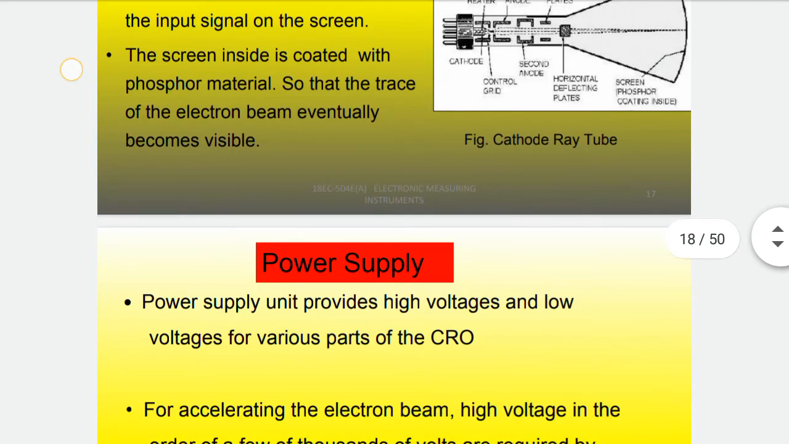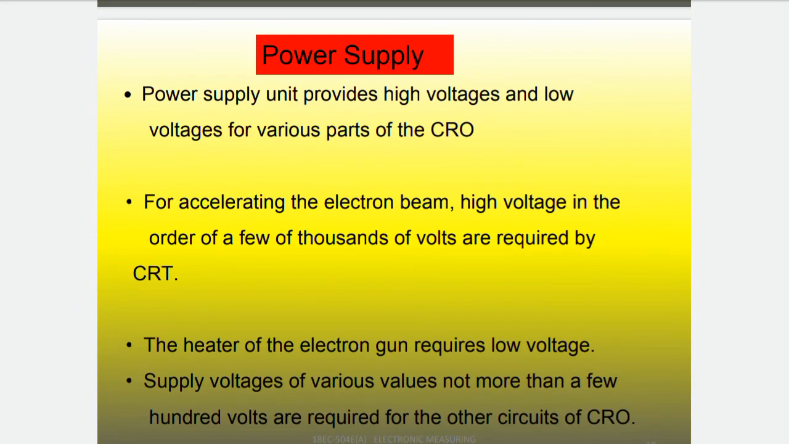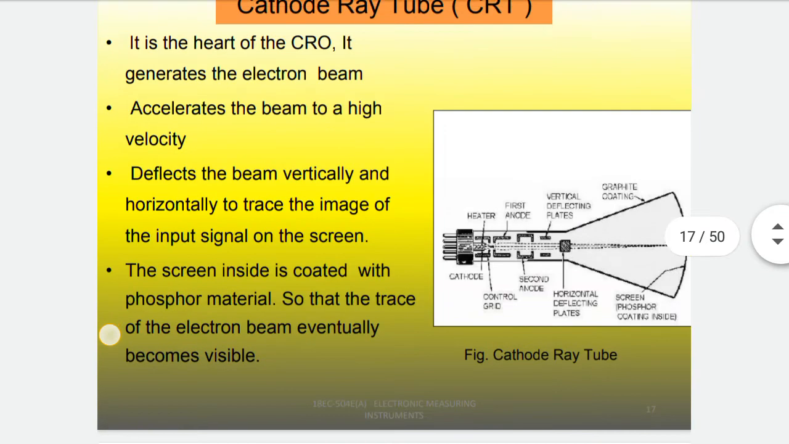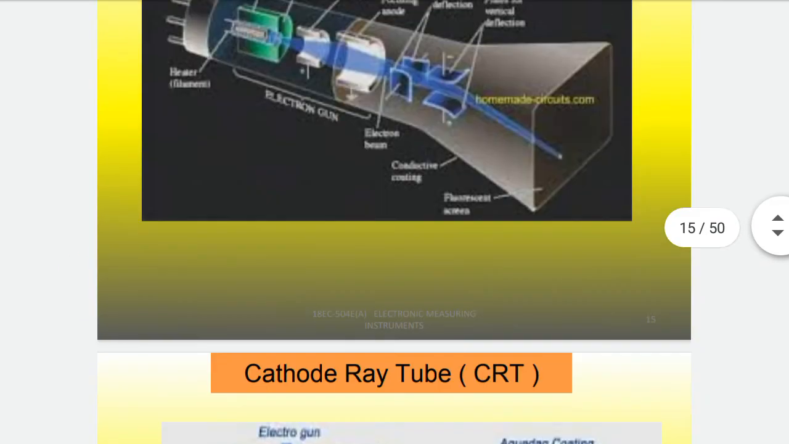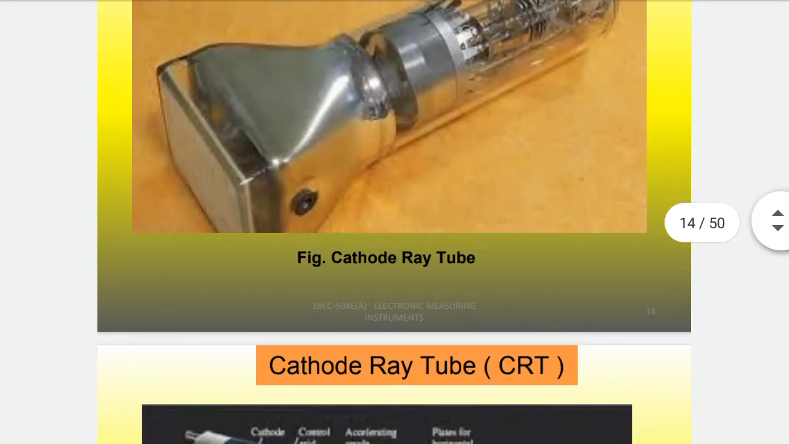Now coming to the power supply section, you can see the power supply, that is the HV supply and LV supply. The HV supply, that is the high voltage power supply, is given to the CRT, and the LV supply is given to the filament of the CRT, which is the heater element, and the remaining circuits of the CRT.